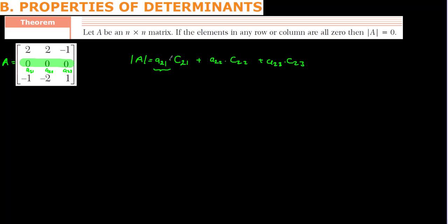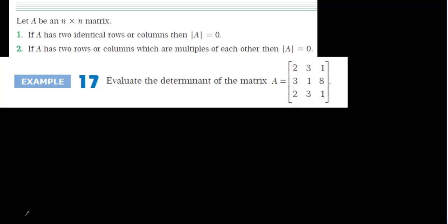So here, this is equal to 0, this is also equal to 0, and this is also equal to 0. Multiplication 0 times C21 is equal to 0, and this is equal to 0 and this is also equal to 0. If they are all equal to 0, the sum is also going to be equal to 0, which means that the determinant of the matrix A should be equal to 0. Let's continue with the other properties and theorems.